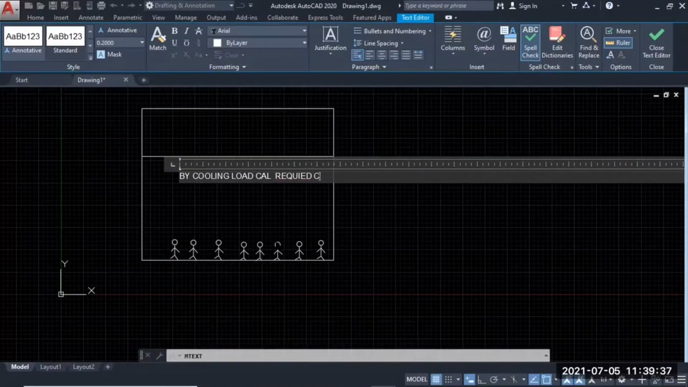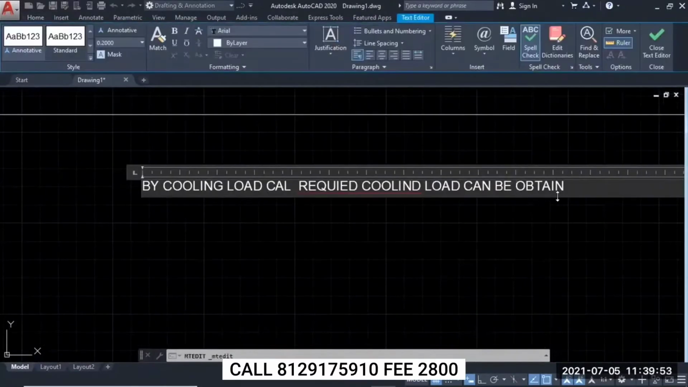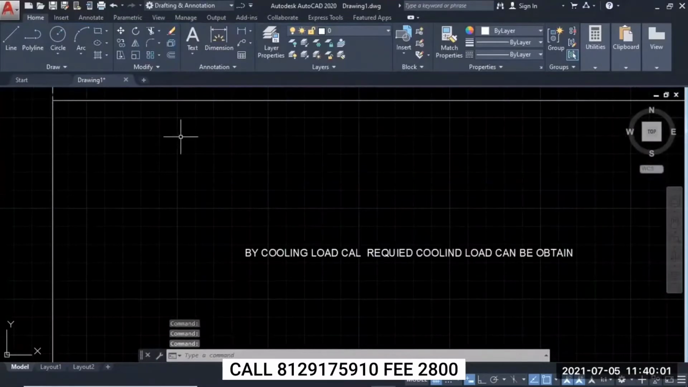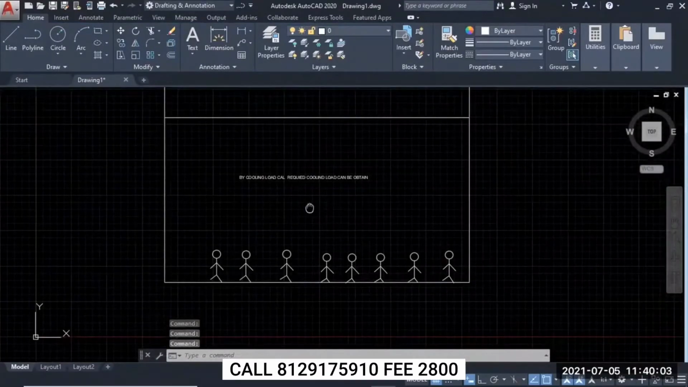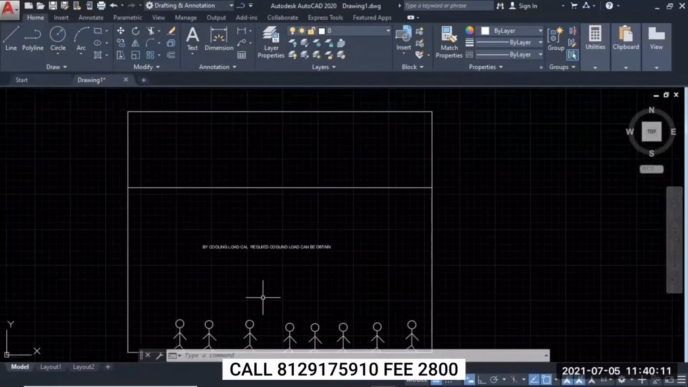Required cooling load can be obtained. Okay. So this is a consideration that we already know, or else this is something that we have done. Okay. So is it okay for you? So we have got it in such a way that this is actually the tonnage that is required for that. So for the cooling load calculation, the required cooling load can be obtained.